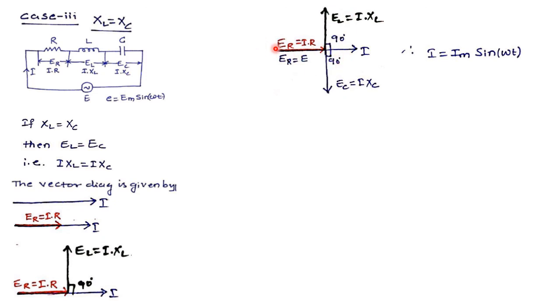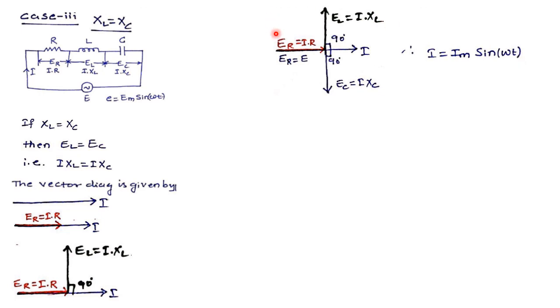Hence my voltage and current will fall in phase and the current will be equal to Im sin omega t. This should come out to be the small i. Mistakenly I have written capital I equal to Im sin omega t. It should be small i equal to Im sin omega t. I think in the previous slides also I have made the same mistake. Please make note that this capital I should be replaced by small i. So i is equal to Im sin omega t. Therefore the initial phase angle of current is also 0 degrees.